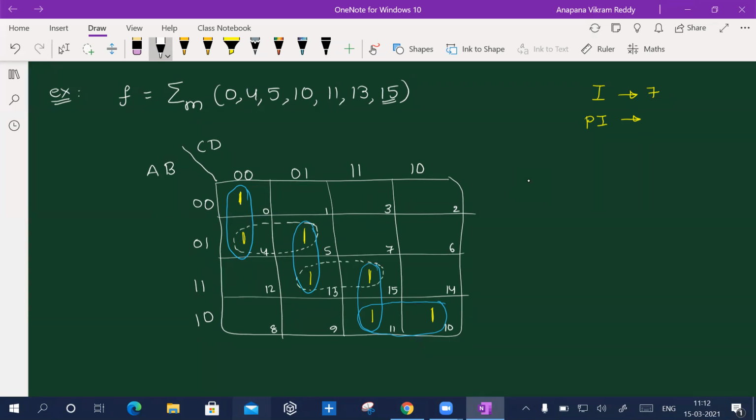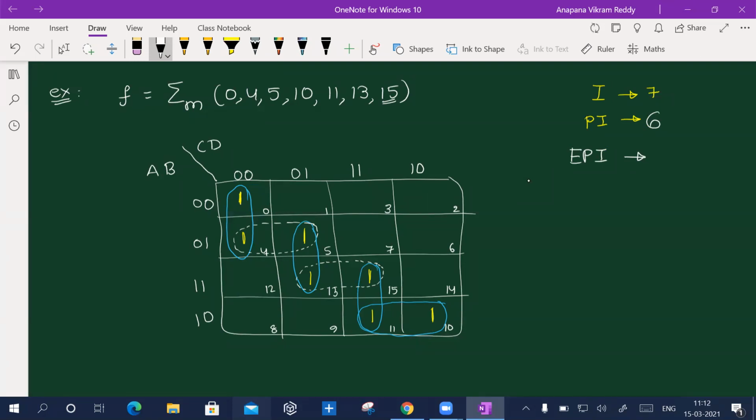So how many PIs do I have here? 1, 2, 3, 4, 5, 6. Yes, I have 6 prime implicants. And how many EPIs do you have? 2, sir. That's great. So you have 2 EPIs. What are those two?